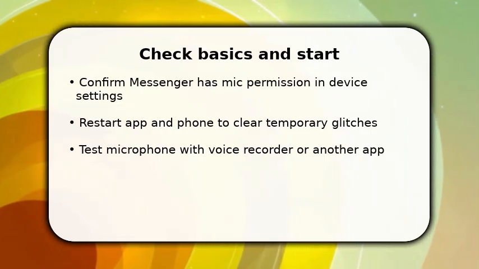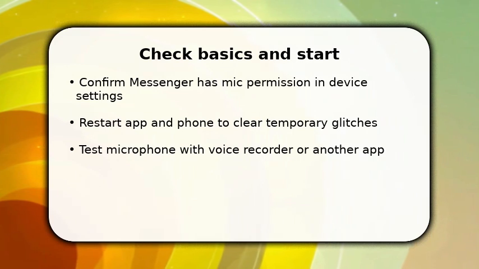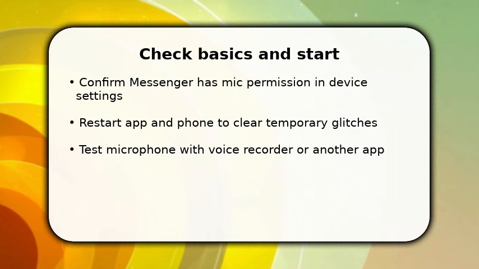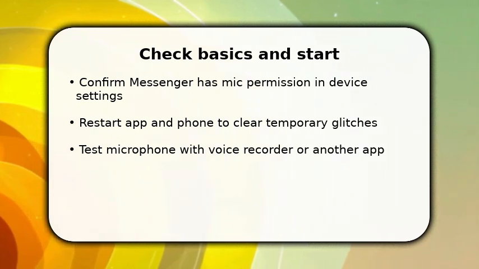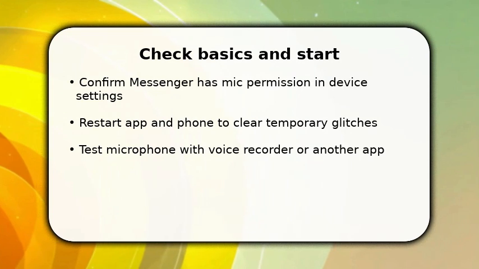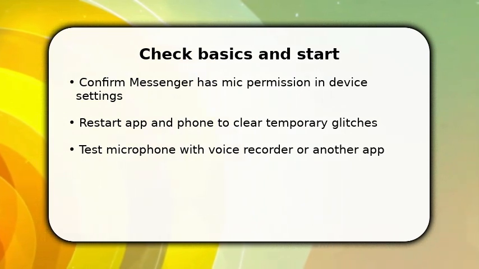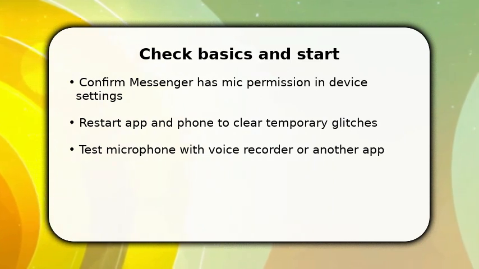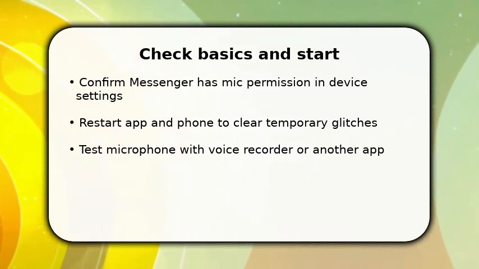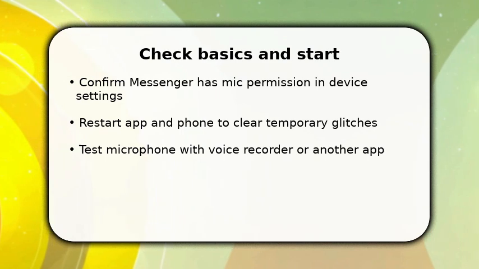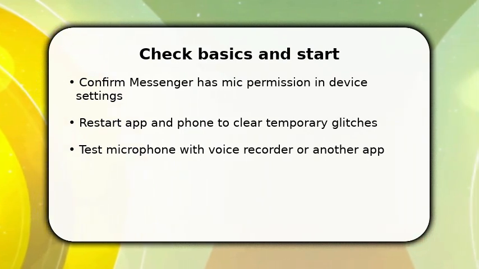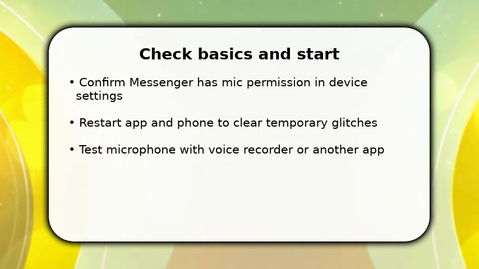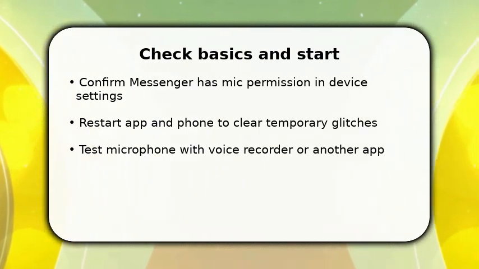You begin by confirming essential permissions and testing the hardware. Open your device settings and make sure Messenger can access the microphone. Once done, force close the app and restart your phone to clear transient issues that block audio capture. Then record a quick clip with the built-in voice recorder to verify the mic works. This isolates whether the problem is Messenger-specific or a device audio fault. If the recorder fails, stop here and fix hardware or system permissions.